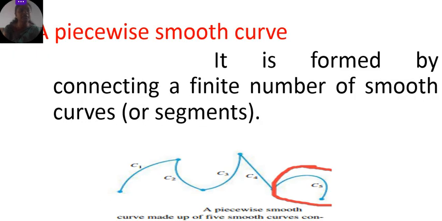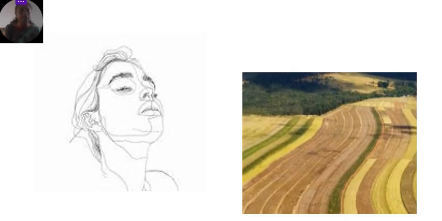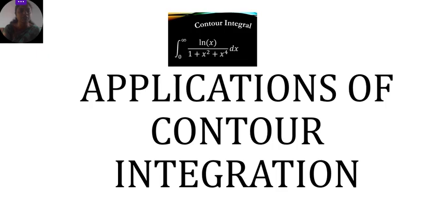So the next definition is a piecewise smooth curve. So just look at this curve. The curve is divided into different segments, C1, C2, C3, C4 and C5. On each and every segment the curve is continuous and differentiable. Such types of curves are called piecewise smooth curves. Just look at these pictures. We are surrounded by beautiful contour patterns. Just in this picture you can observe such contours.